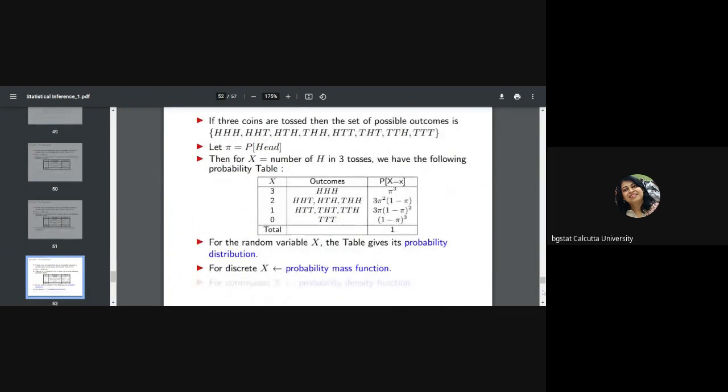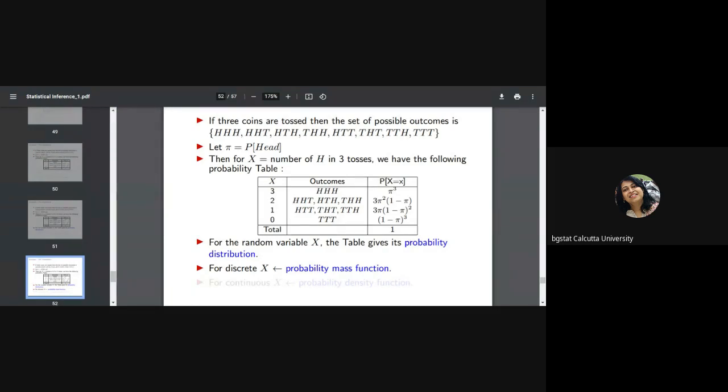Now x in this case you can see is discrete. So this last column of the table specifies what is called a probability mass function. So you can see that the heading of the third column is probability capital X equal to small x. Now capital X we usually use to denote some random variable. Small x we use for specific numerical values.